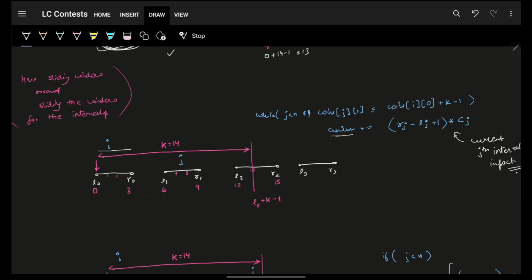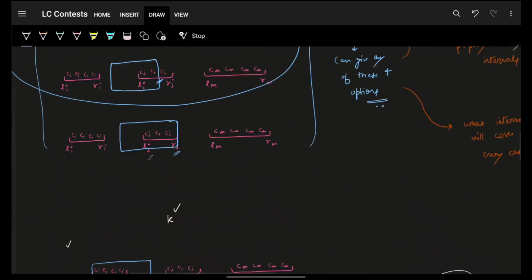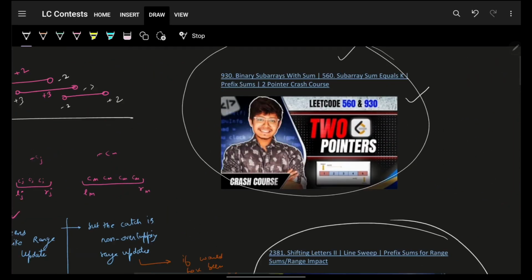But then again, the same question: as I am expanding my window, up till what point should I expand my window? Simply, you know that you have to take all the intervals which are complete, and then there can be one interval which is partially there. For the partial one, we will handle it separately. For the complete ones, if I'm standing at i, I'm trying for all possible j's. Again, don't be confused by saying, okay, Aryan, i is this, j is this, it is O of n square. No. If you're confused in this, please go and watch this crash course on two pointers.